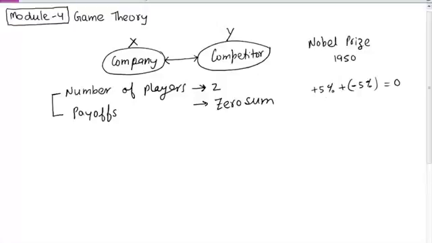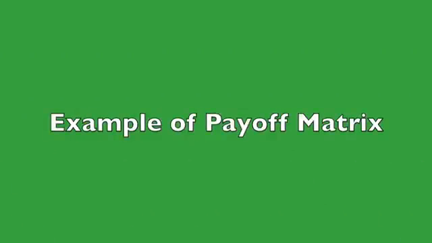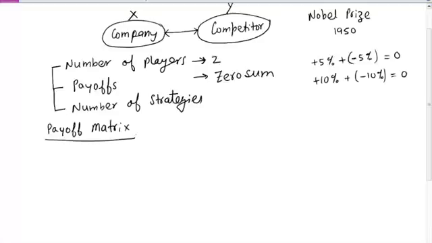Another situation could be where player X chooses a strategy which leads to, let's say, a 10% gain in market share. And this gain is coming basically from the competitor who loses 10% market share. So the total is always 0. The third factor in game theory is the number of strategies players can choose. Let's consider situations where these 2 players, X and Y, choose 2 strategies.